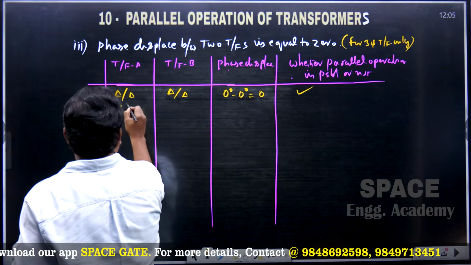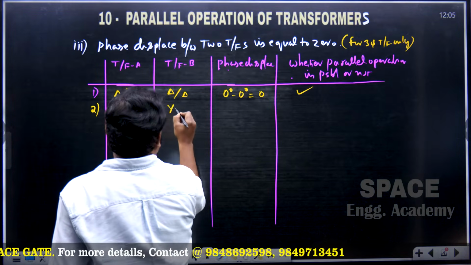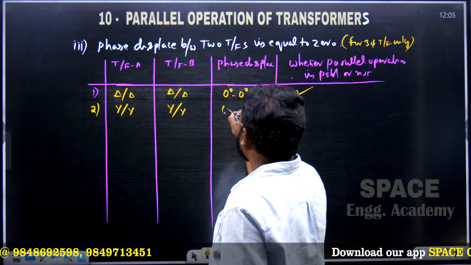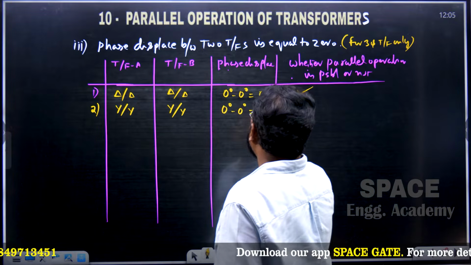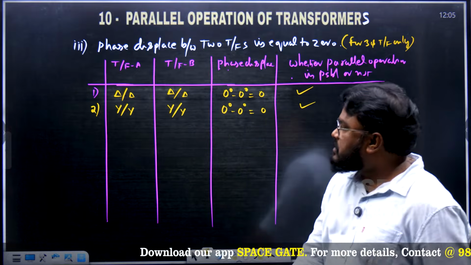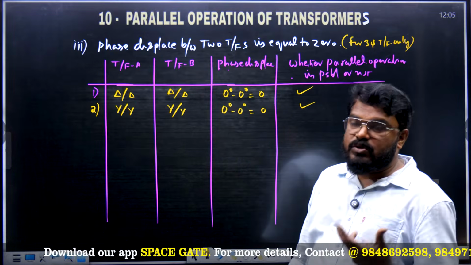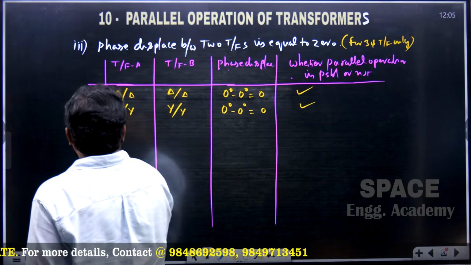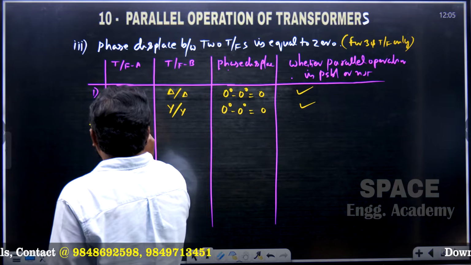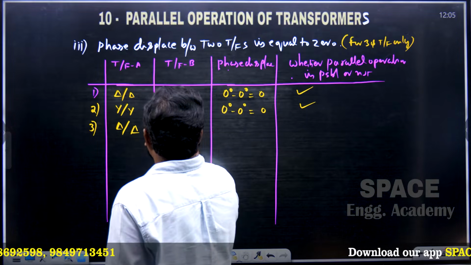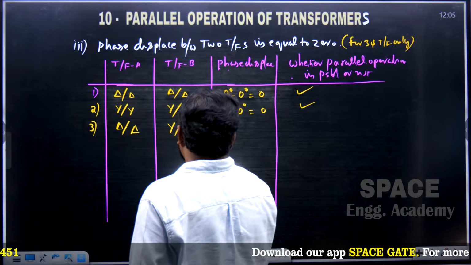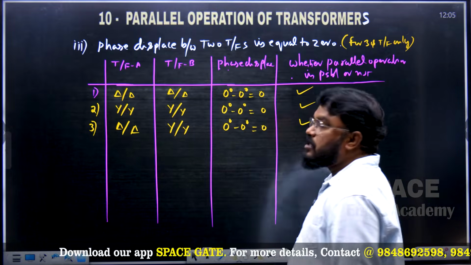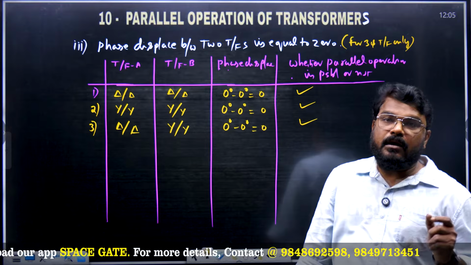Here transformer A is a star connection, and transformer B is also a star connection. Now what is the phase displacement between these 2 transformers? 0 degree minus 0 degree is equal to 0. So these 2 transformers are connected in parallel; they are suitable for parallel operation. And next combination: transformer A is a delta, and transformer B is a star. Here also 0 degree minus 0 degree is possible. So these 2 transformers are also suitable for parallel operation of the transformer.